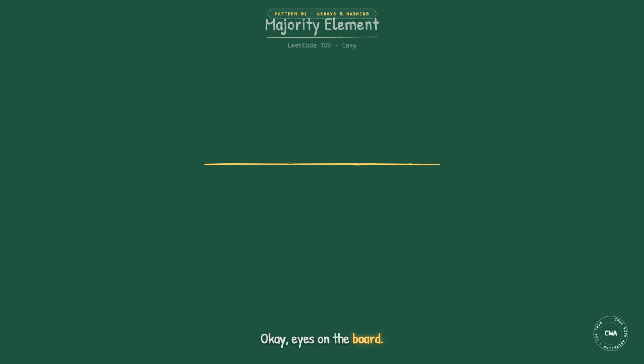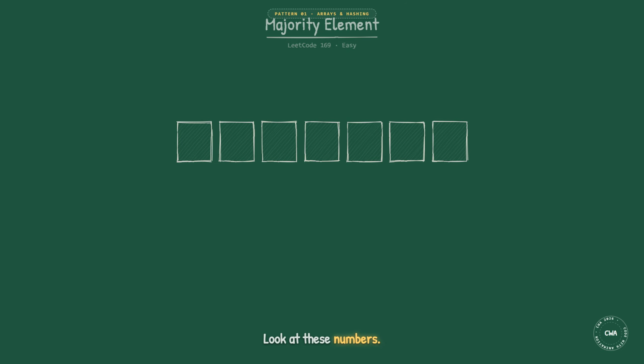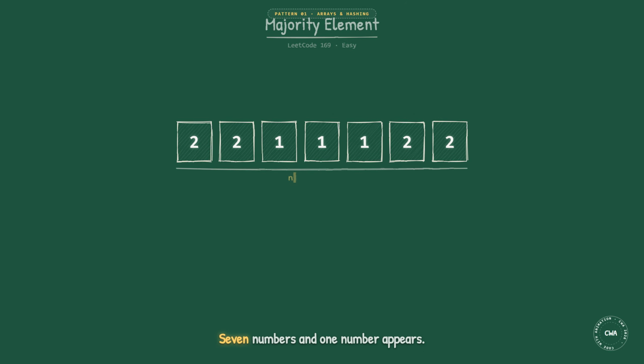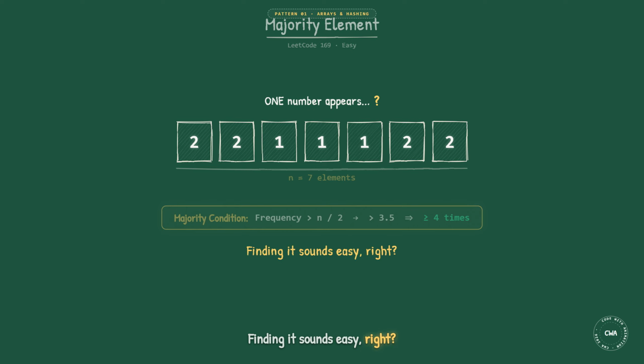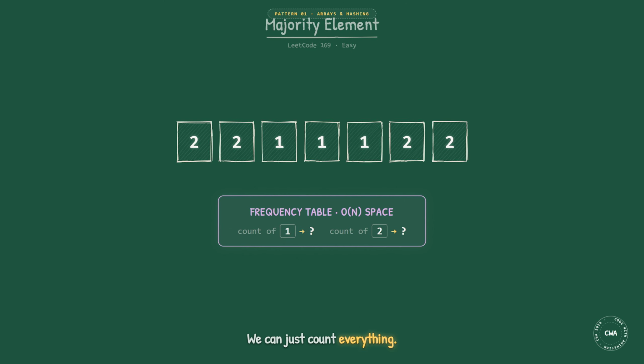Okay, eyes on the board. Look at these numbers. 2, 2, 1, 1, 1, 2, 2. 7 numbers, and one number appears more than half the time. Finding it sounds easy, right? We can just count everything.